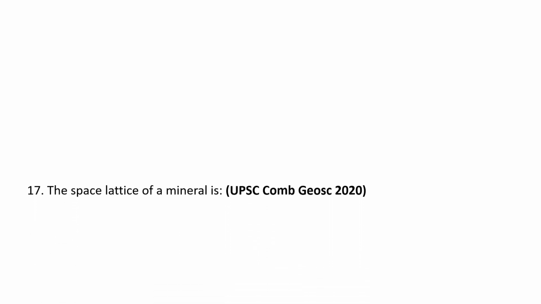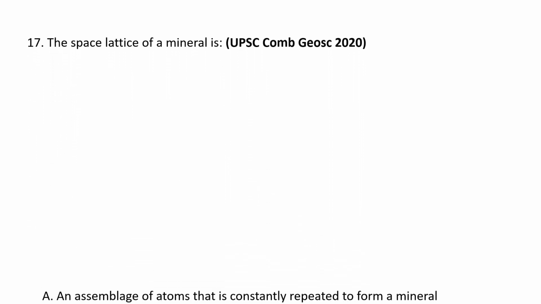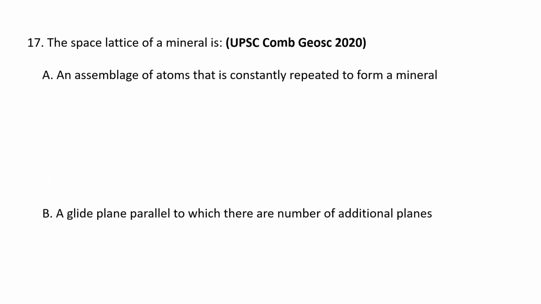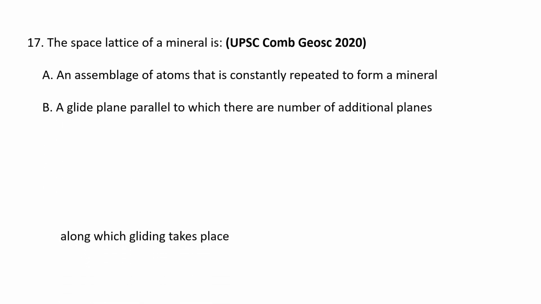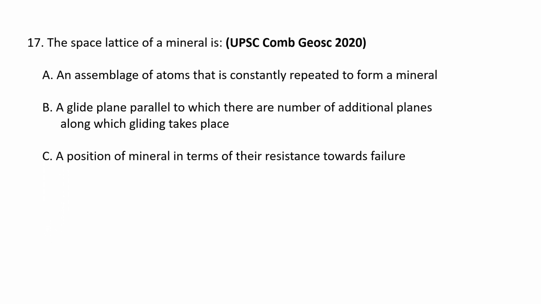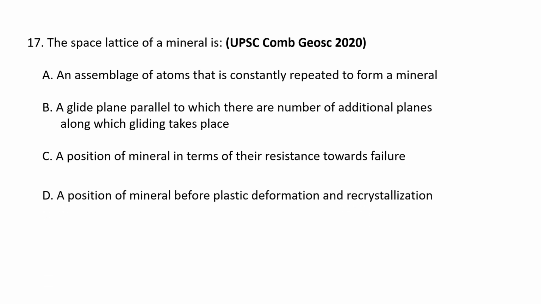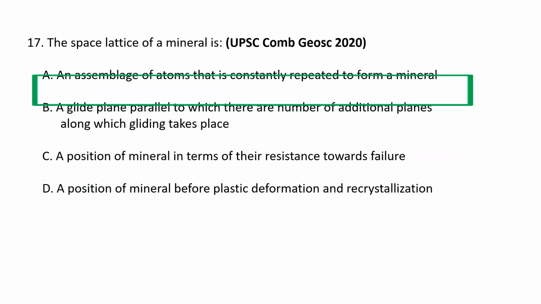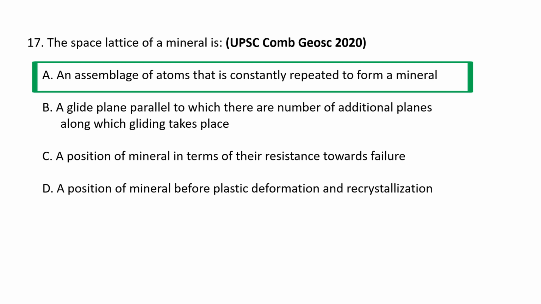Next question. The space lattice of a mineral is A. An assemblage of atoms that is constantly repeated to form a mineral, B. A glide plane parallel to which there are a number of additional planes along which gliding takes place, C. A position of a mineral in terms of its resistance towards failure, and D. A position of a mineral before plastic deformation and recrystallization. The space lattice of a mineral is nothing but the 3D arrangement of points in space, known as a space lattice, and it is nothing but an assemblage of atoms that are constantly repeated to form a mineral. A is the correct option.